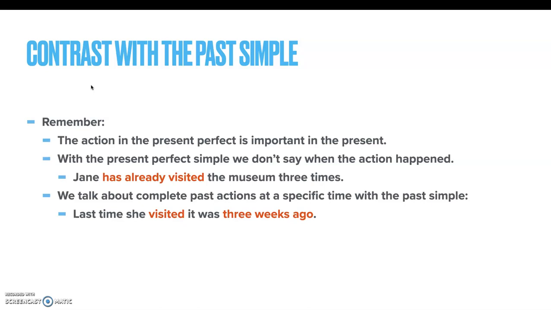So, we can see the difference between the present perfect and the past simple with these 2 sentences. Jane has already visited the museum, we don't say when. And last time she visited it, past simple, was 3 weeks ago. We say when it was. She visited the museum 3 weeks ago, so we use the past simple.